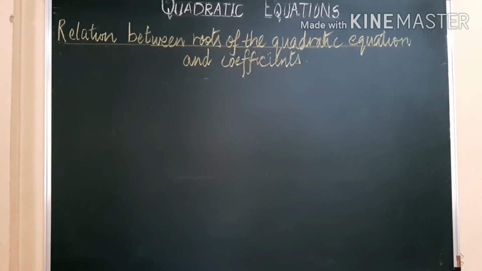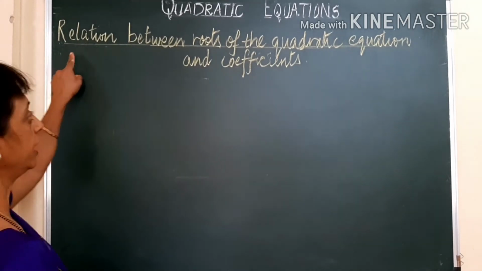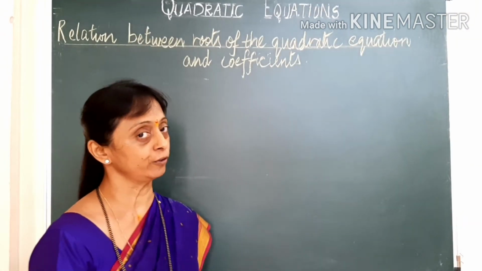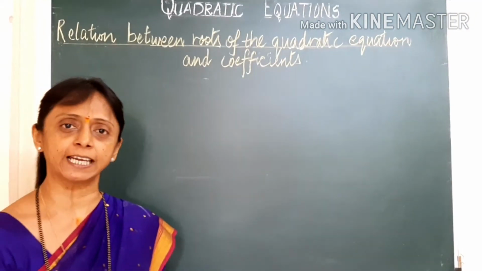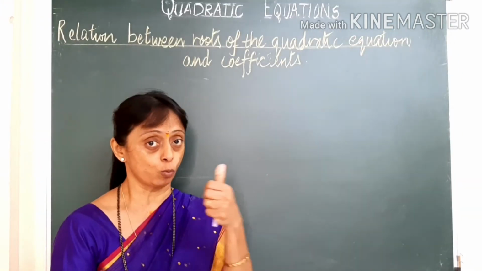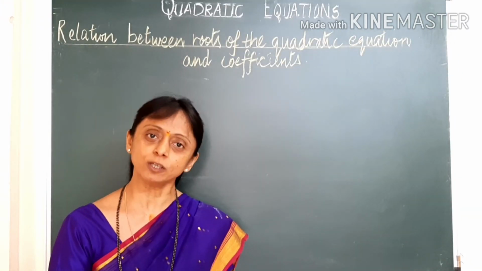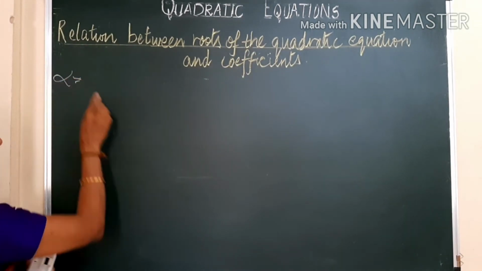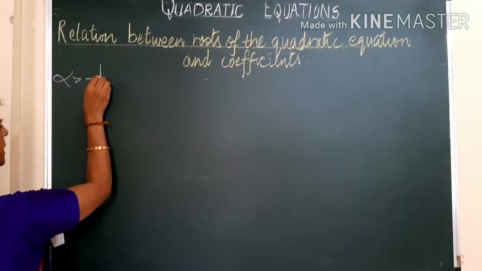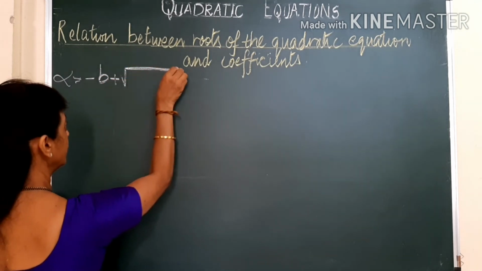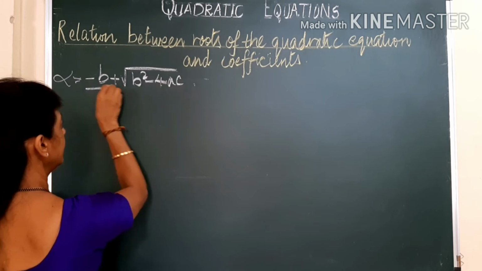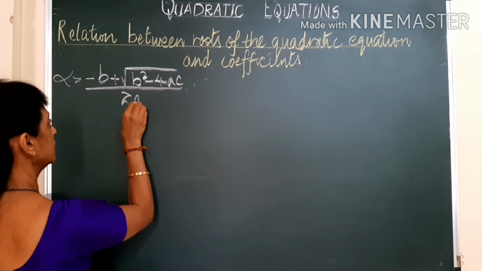Now children, to look into how we get the relation between the roots of a quadratic equation and the coefficients, let's recall the two roots that we got for a quadratic equation. One was alpha and the other one was beta. Let's write down what alpha was. Alpha was minus b plus root of b square minus 4ac upon 2a.